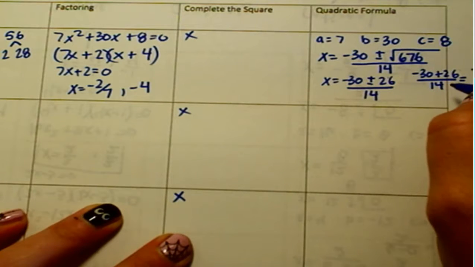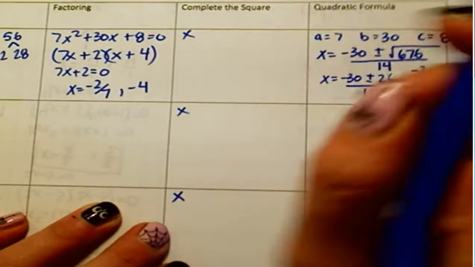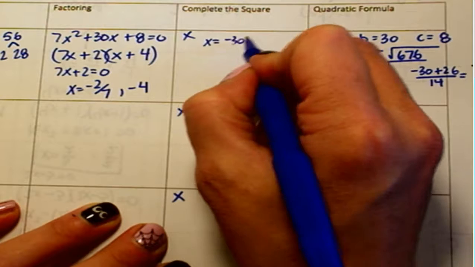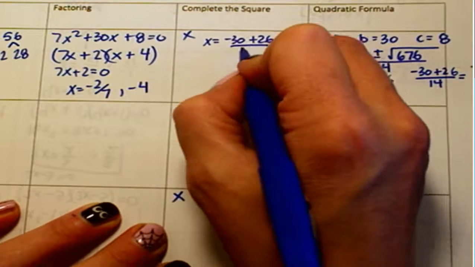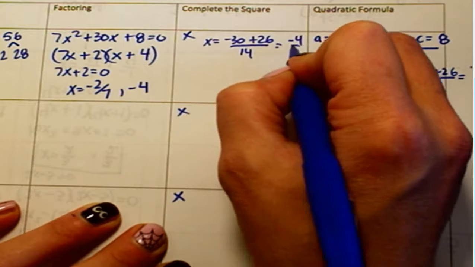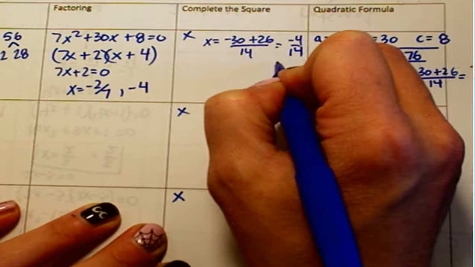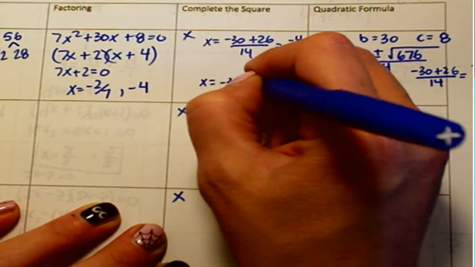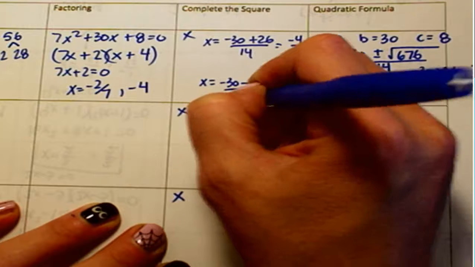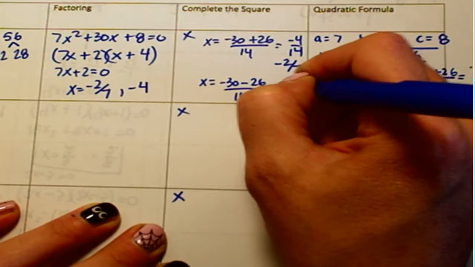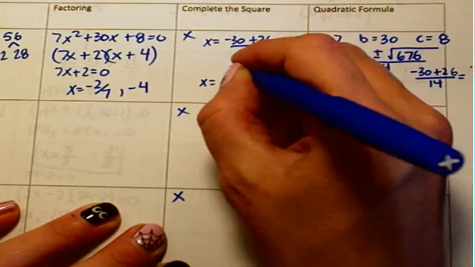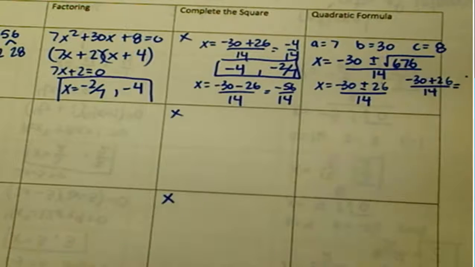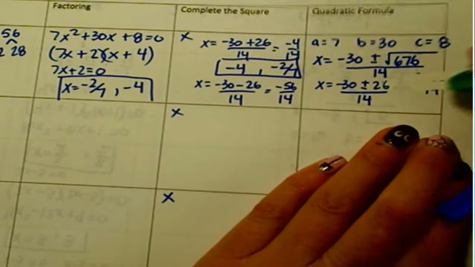Okay, 26. Maybe I'll come over here and do the work because I need a little more space. Okay, so negative 30 plus 26 over 14. So that's negative 4 over 14, which is negative 2 over 7. Negative 30 minus 26 over 14 is negative 56 over 14, which is negative 4. Woo! Okay, guys, you should be getting the same answer.